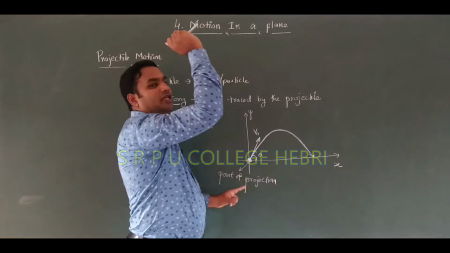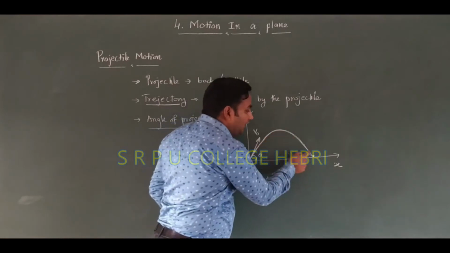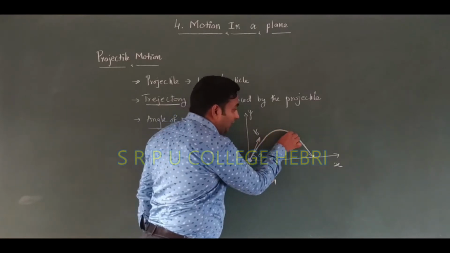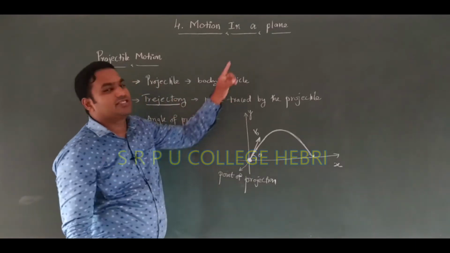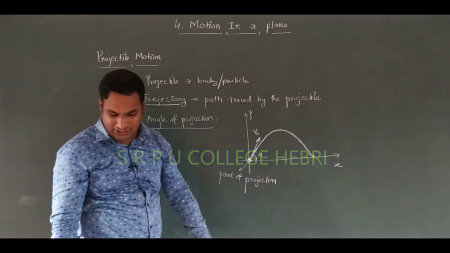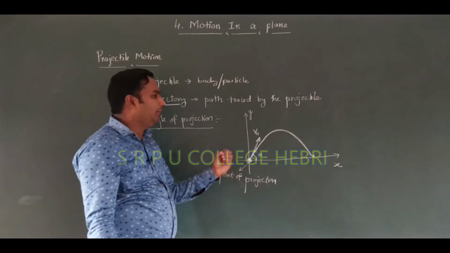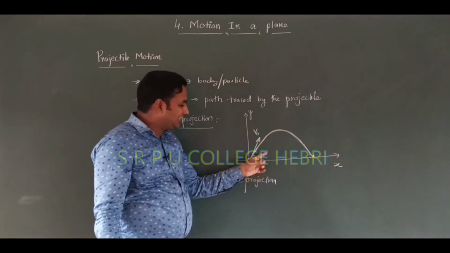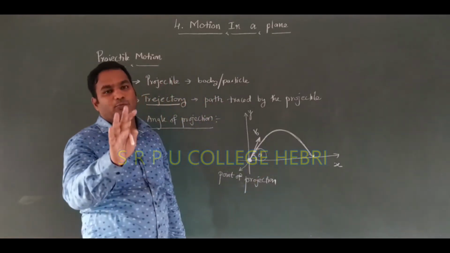This point is automatically called the point of projection. And the path along which the javelin moves and falls somewhere, automatically this particular path we call the trajectory. Trajectory is nothing but the path traced by the projectile. Projectile is nothing but a particle or body or an object. And the third important thing, angle of projection. Angle of projection is the angle made by the projectile's initial velocity and the ground. That itself is called the angle of projection, where theta is the angle of projection.